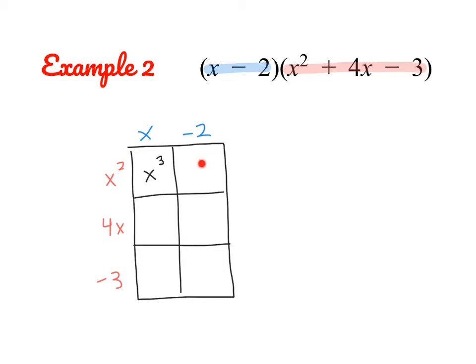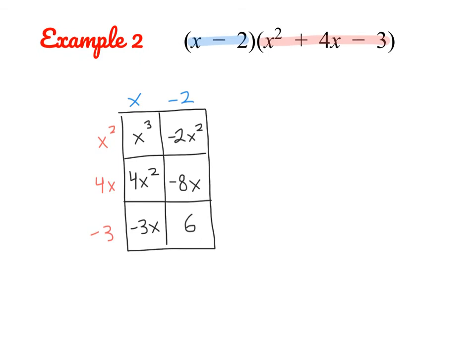In this box, we have x squared times negative 2, which is negative 2x squared. In this box, we have 4 times x, which is 4x squared. Here, we have 4x times negative 2, which is negative 8x. Here, negative 3 times x is negative 3x. And be careful with this one. Negative 3 times negative 2 becomes positive 6. I want to remind you guys that multiplying by a negative changes the sign. So it started negative, but when I multiplied it by another negative, it changed to positive.